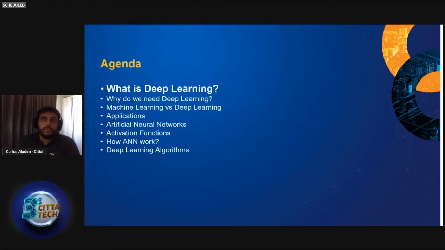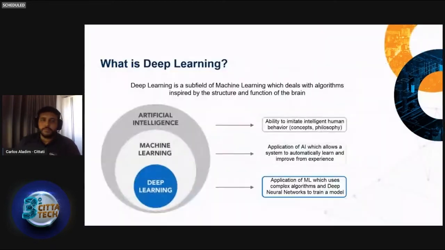After that, we'll go deeper inside the deep learning topic and talk about artificial neural networks. They are the secret sauce of deep learning. We'll talk about activation functions just to know the concepts and how they work, and we'll talk about how an artificial neural network works. And after that, I'll talk a little bit about some deep learning algorithms and what their purpose is.